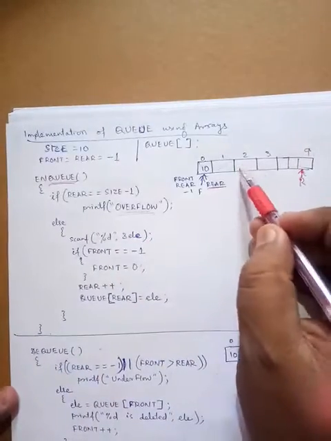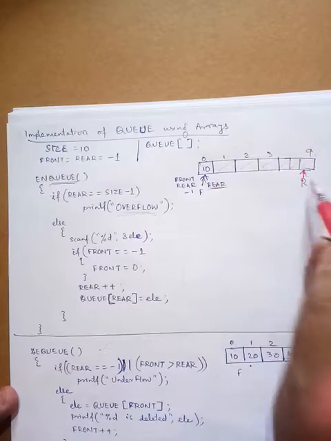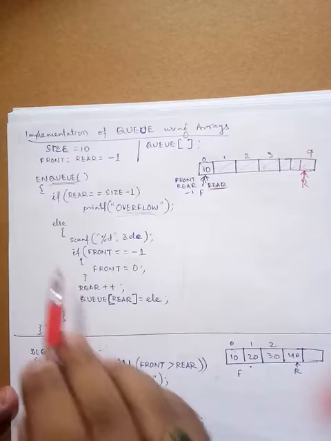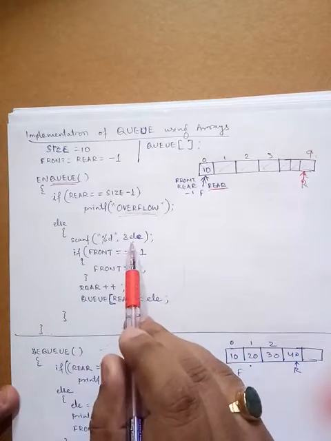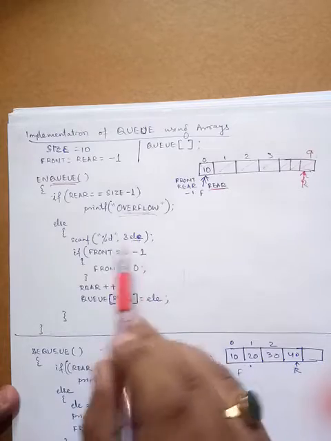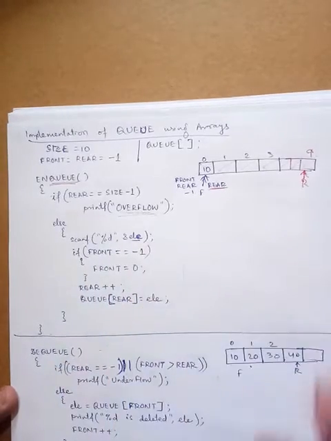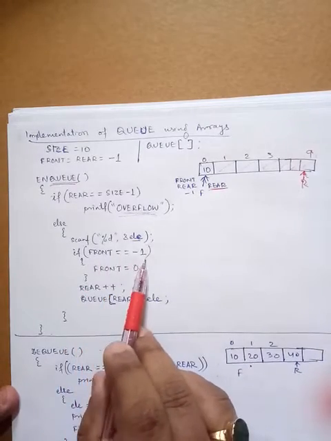That means these locations are full. That means there are elements here in this Q. Otherwise you can insert the element. In the else part, we have taken one element ELE from the keyboard using the scanf statement, and we have also checked whether front is equal to -1 or not.